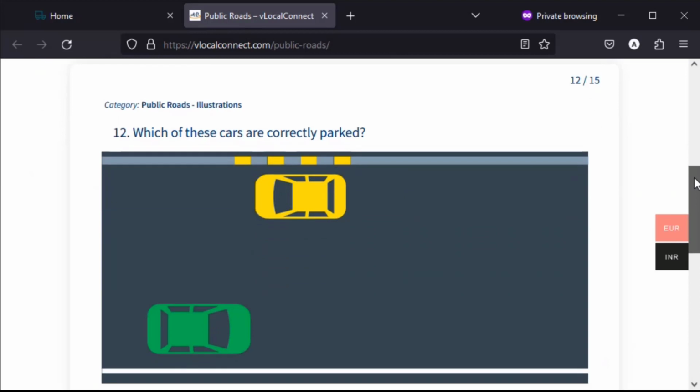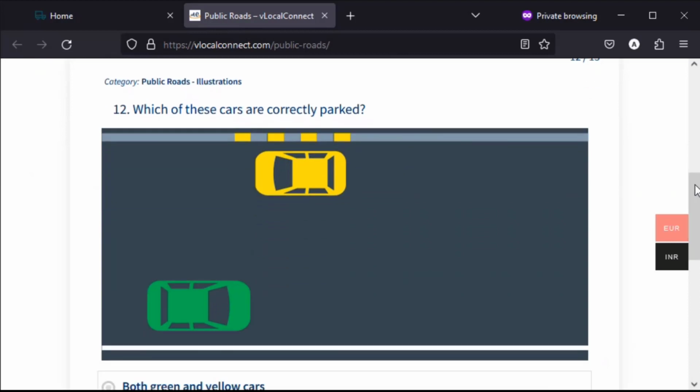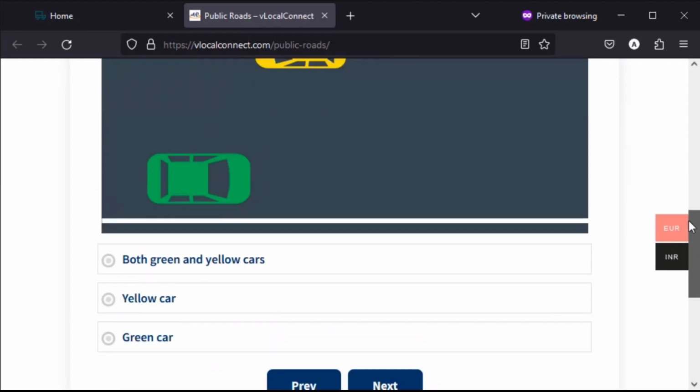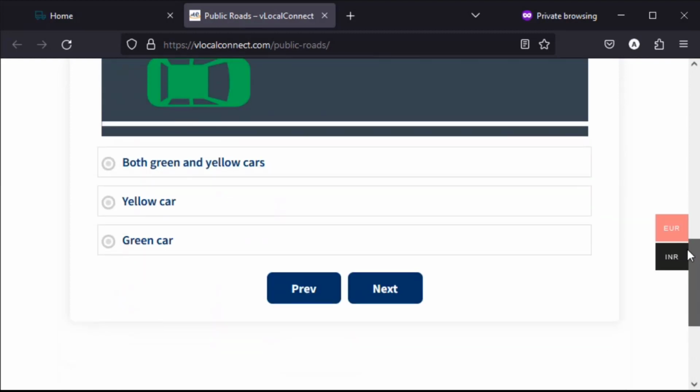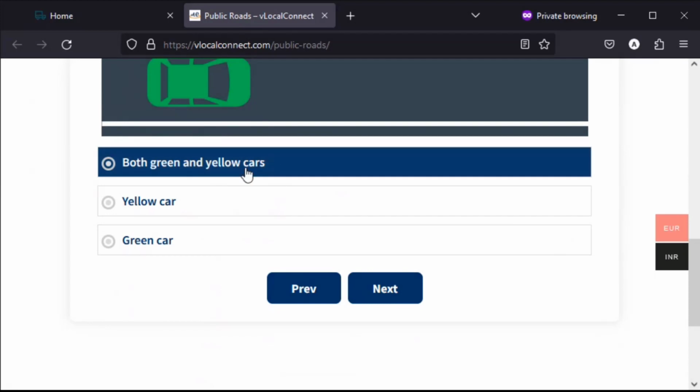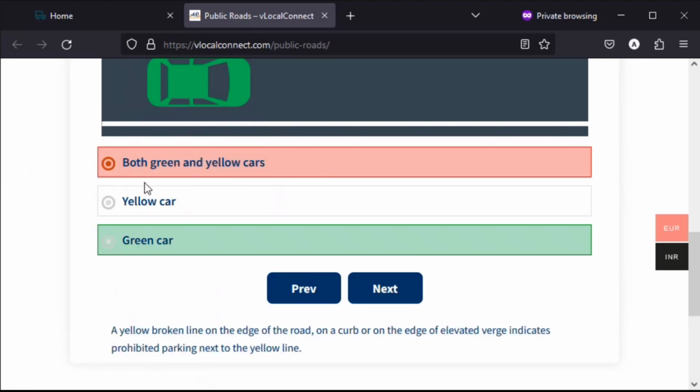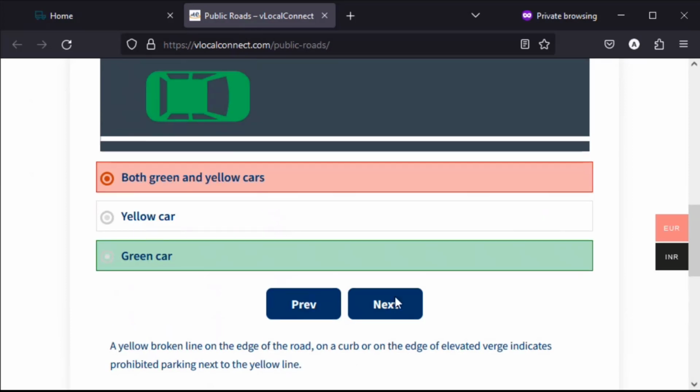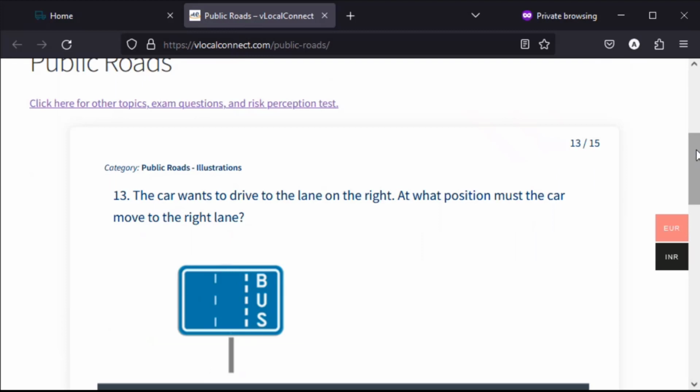Which of these cars are correctly parked? So only green is correctly parked because parking next to a yellow strip is an offense, right? So the yellow car is not correctly parked. So let me just select the wrong answer. The wrong answer in this case is both green and yellow cars, and then it will show me, okay, that's a wrong answer and this is the correct answer, and gives me an explanation. Okay, so let's move on.